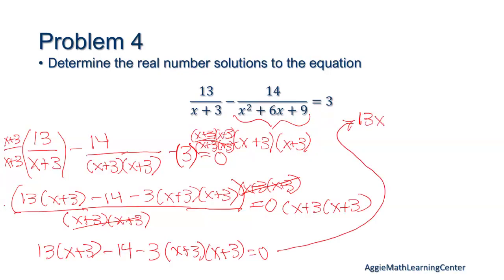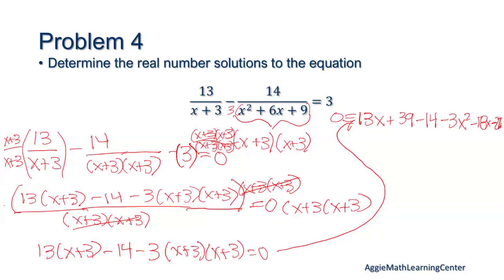Perfect. So we'll distribute this one, right? 13x plus 39. Subtract 14, subtract 3. And I'm going to do 3 times this, so it's faster, because we know that down here is x plus 3 times x plus 3. So we'll have subtract 3x squared, subtract 18x. Subtract 9 times negative 3, so that's 27. And that's all equal to 0.